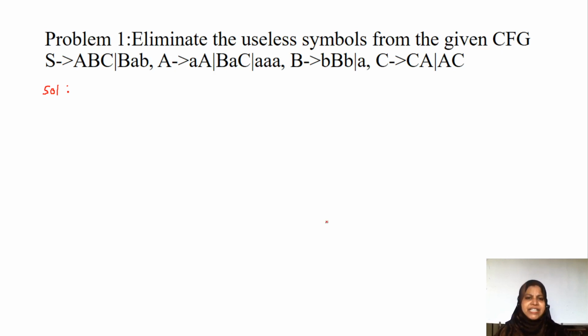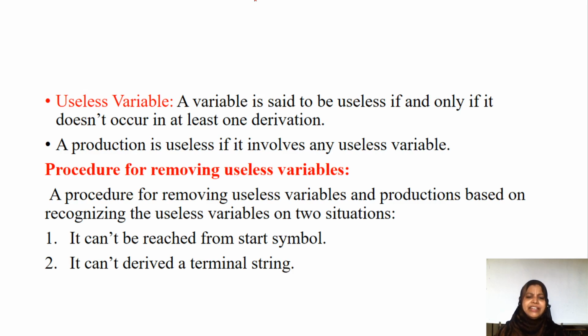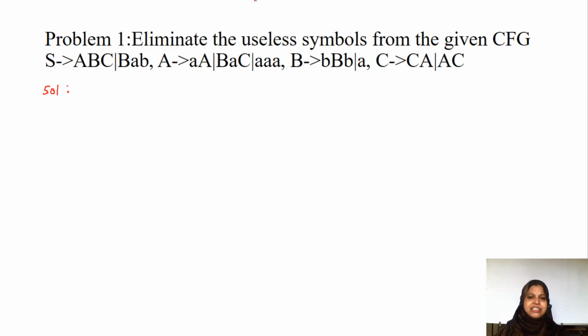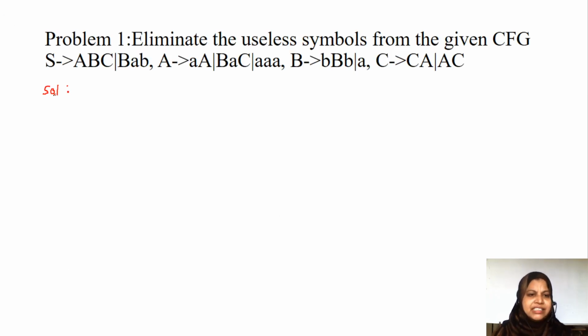By seeing these productions, let's check the first condition: it can't be reached from the starting symbol. S is the starting symbol, and from S we can reach A, B and C. So A, B and C are not useless variables. The first condition is okay.